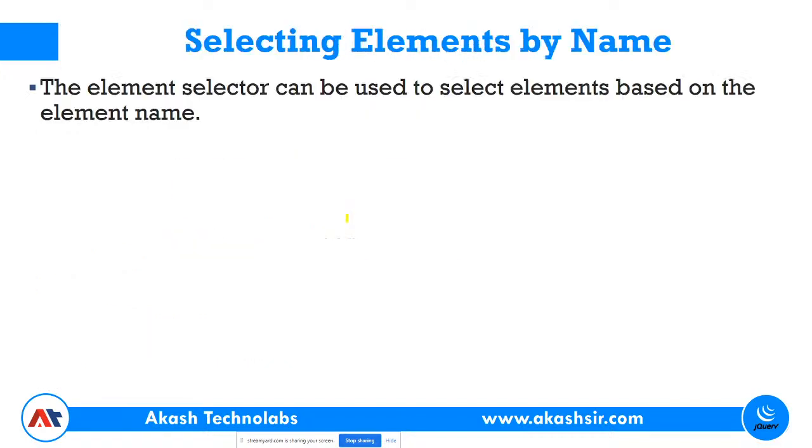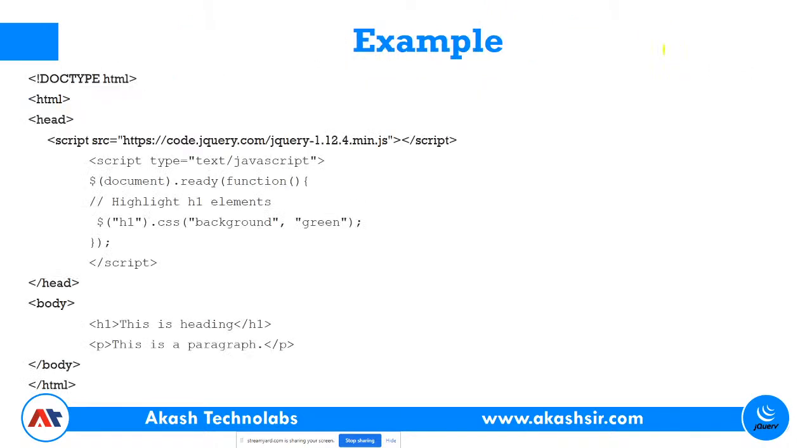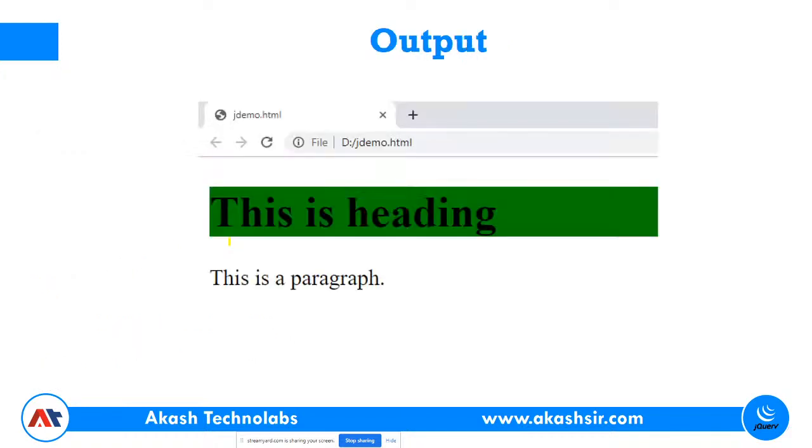Okay, so next is selecting element by name. I want to select a particular element by name. So for that, what we can use, let's say this is my H1. I want to apply a CSS color, background color green for all my H1 tag. So simply you can specify your HTML tag over here, and this background color will be applicable for all your H1 tag inside a particular page. Okay. So again, I hope you are getting this point. Okay. So you can see the H1 background color is changed to green.